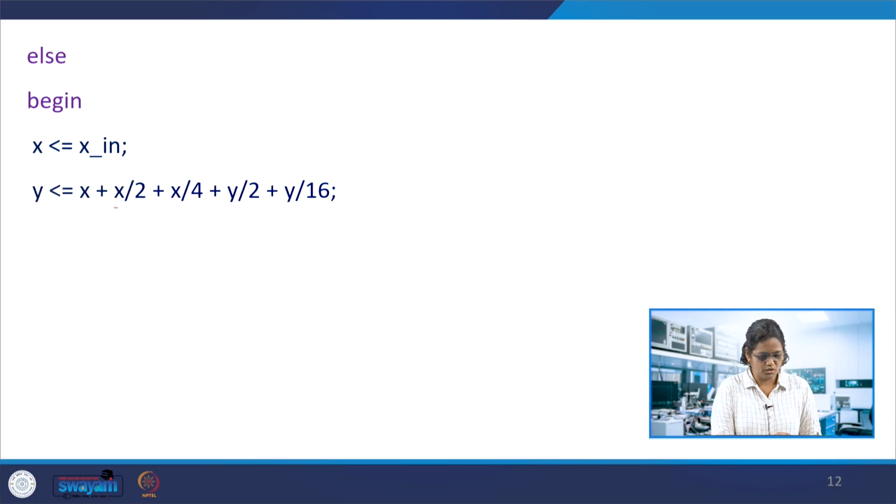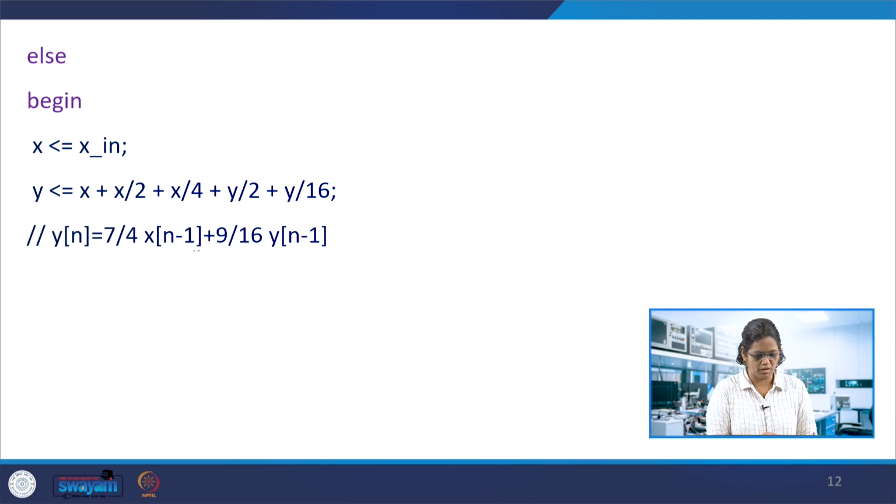For example, here I give y less than or equal to x plus x by 2, x by 4, plus y by 2 plus y by 16. All the x terms are only delayed ones, so this will take the old value of x because of the non-blocking statement. y is also y of n minus 1. So the equation here, all together, has coefficients divided by 2 and divided by 4, which sum up to 7 by 4 as the coefficient, and then y of n minus 1 has the coefficient 1 by 2 plus 1 by 16, so 9 by 16.